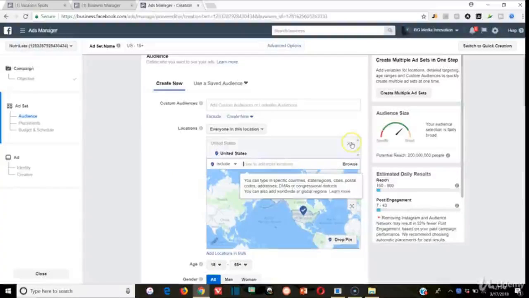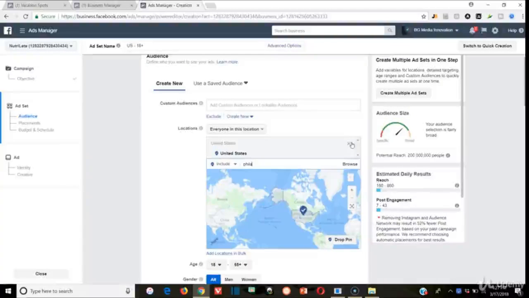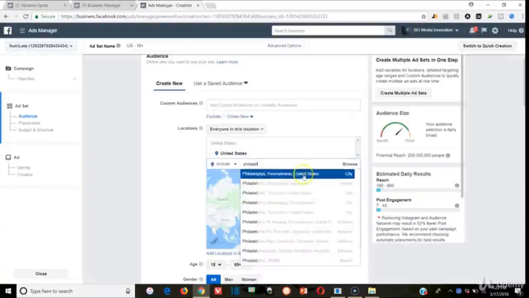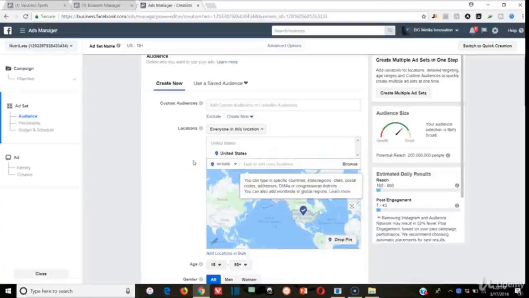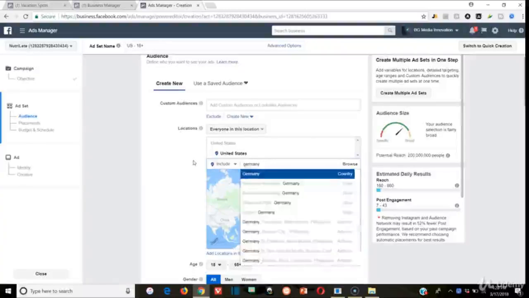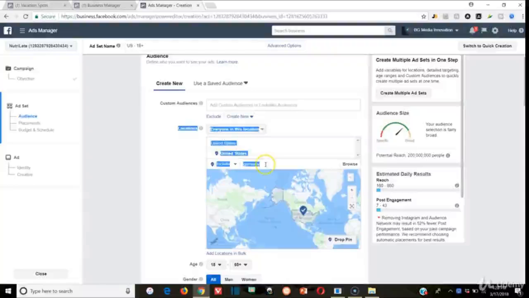But if I wanted to go to Philadelphia, which is the city that I live in, you could type in Philadelphia as a city. If I was in Germany and wanted to target German people, I would type in Germany and do the country of Germany. It literally is unlimited. You could type in any location.